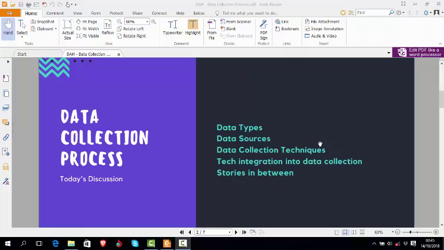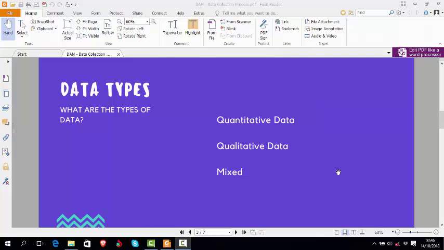So, in previous years, how did we collect data? How are we collecting data today? And most likely, how would we be collecting data in the nearest future? And stories in between also. So let's commence. What are the types of data? We have three main types of data. Data are actually categorized into three broad forms. The first is quantitative data. The second is qualitative data, while the third is mixed.